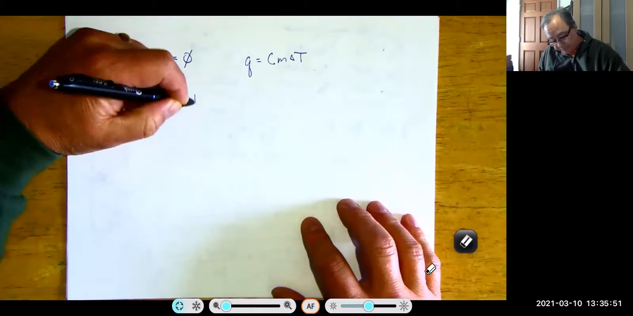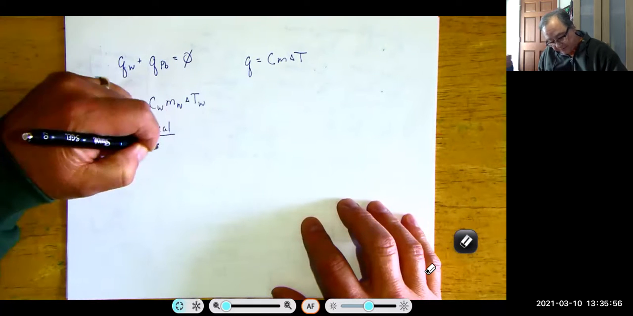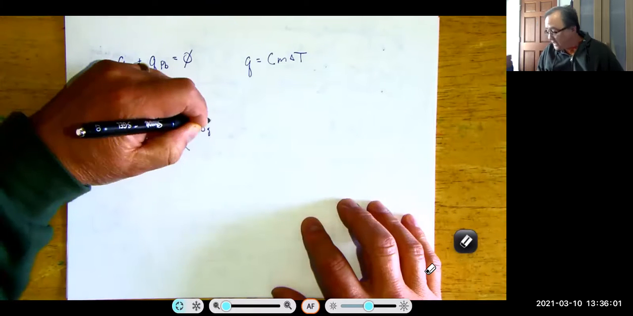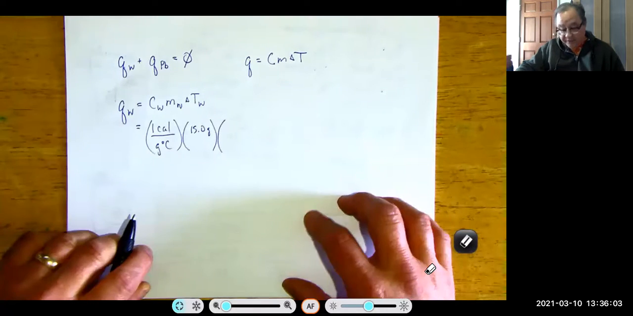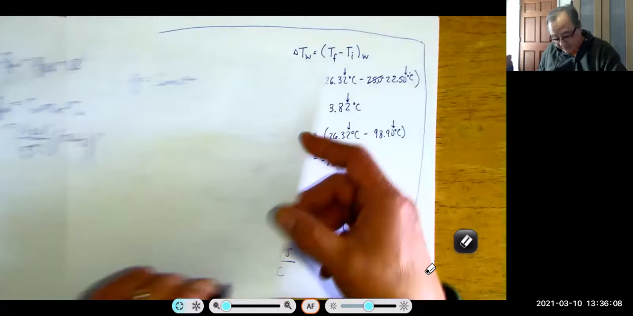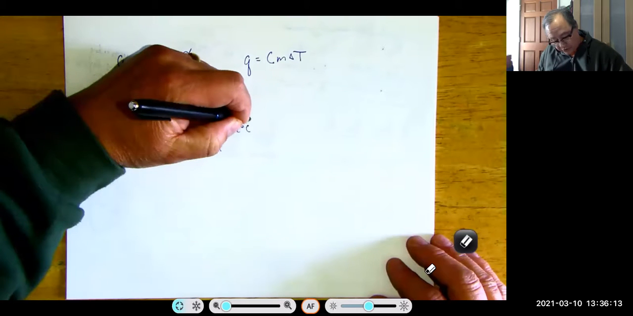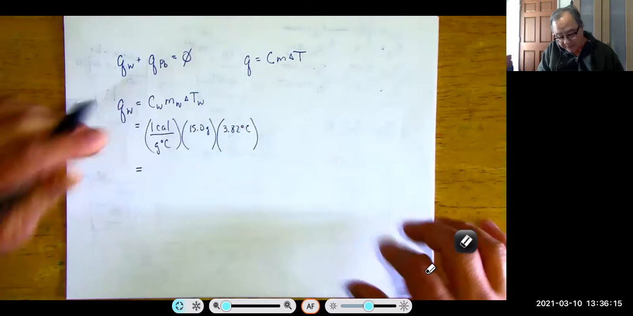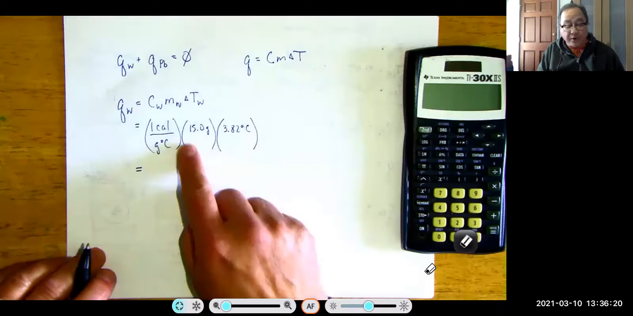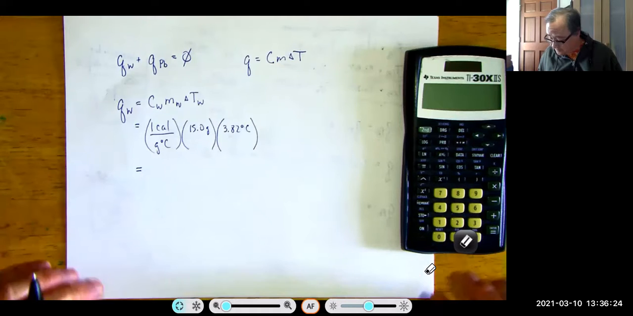which is 1 calorie per gram degree Celsius, 15.0 grams. And the change in temp of the water, I need to flip my paper over to find that, was 3.82 degrees Celsius. So here, when we're done with this, do you see the grams cancel and the degrees Celsius cancel? And 15 times 4 is about 60. So this answer better be close to 60, but a little bit under, right?